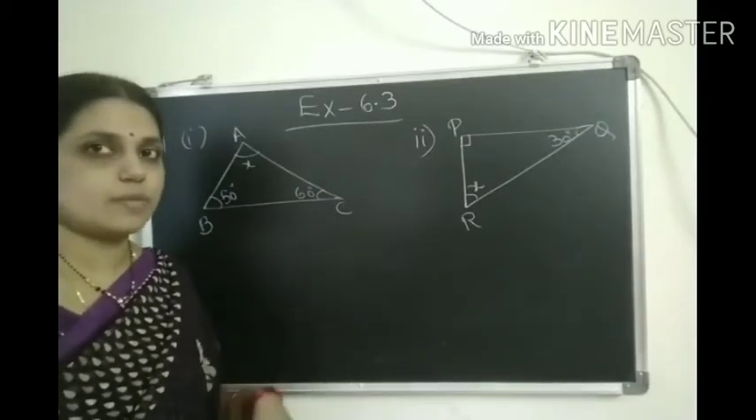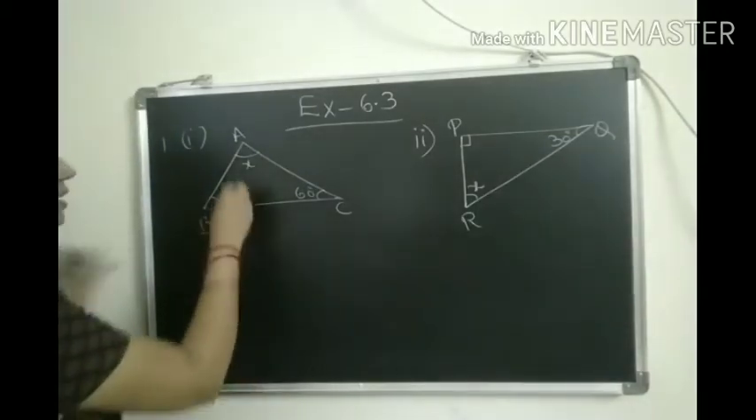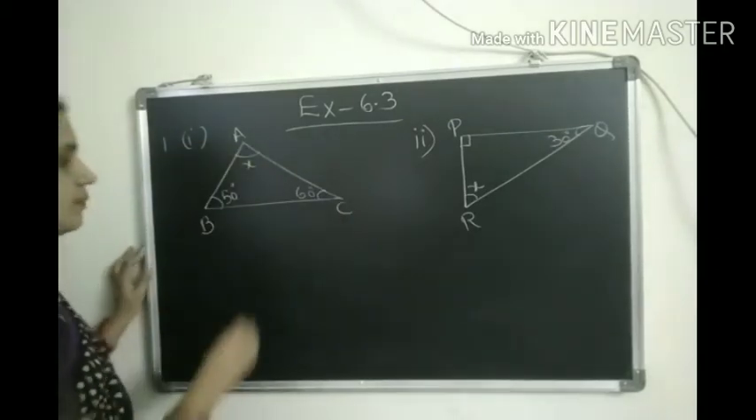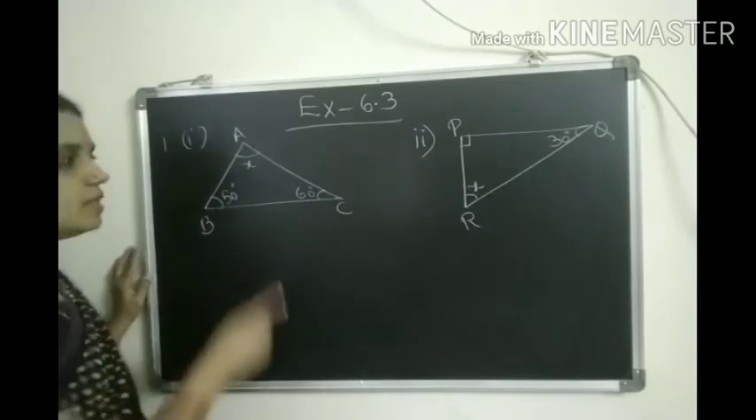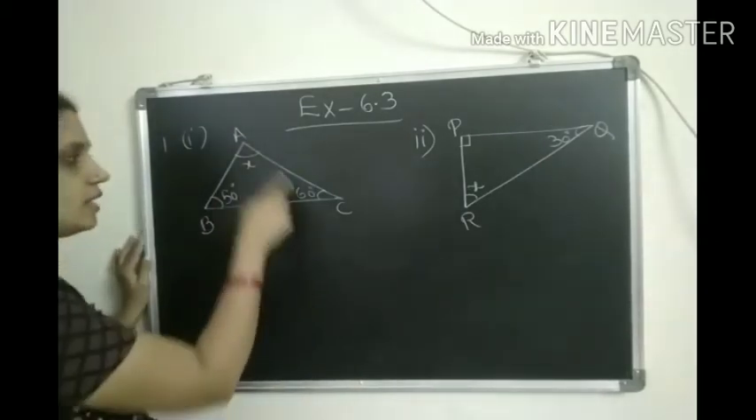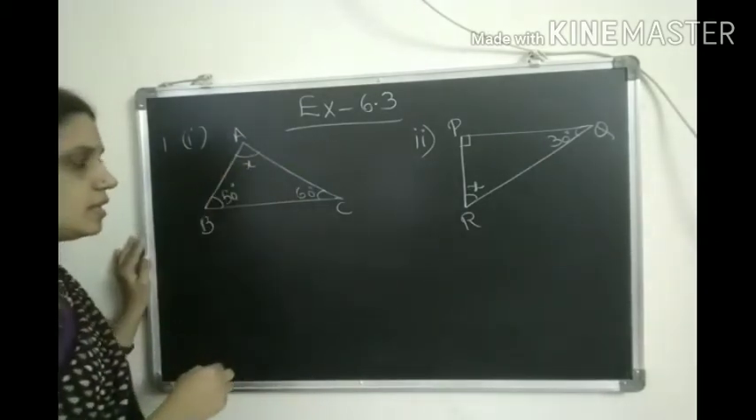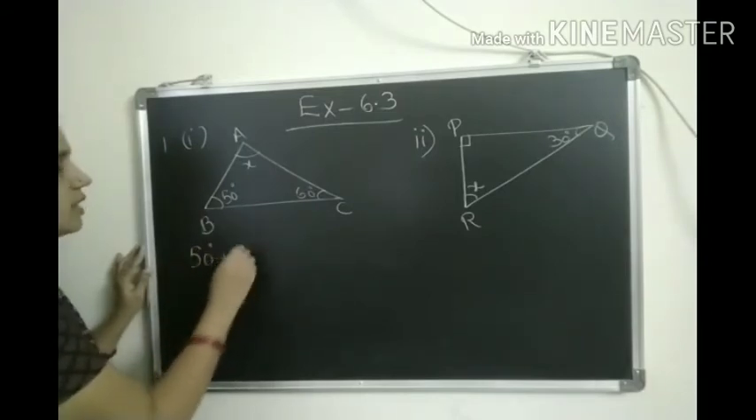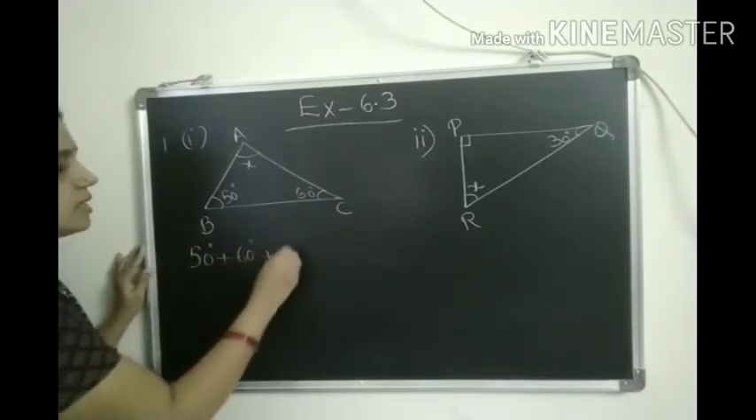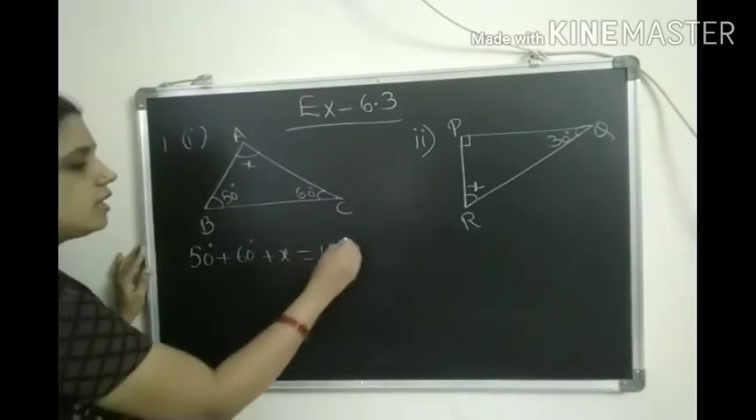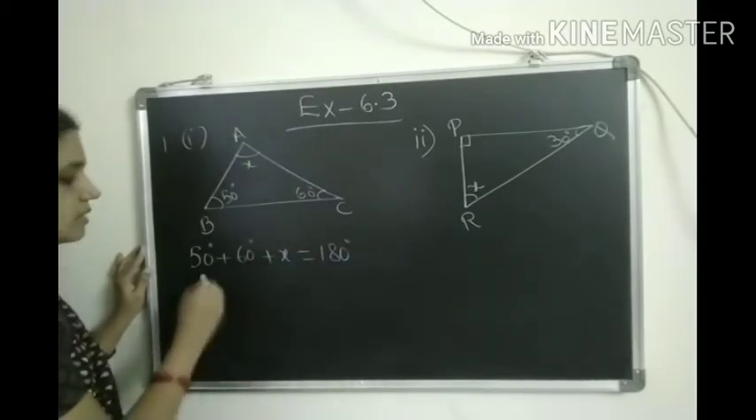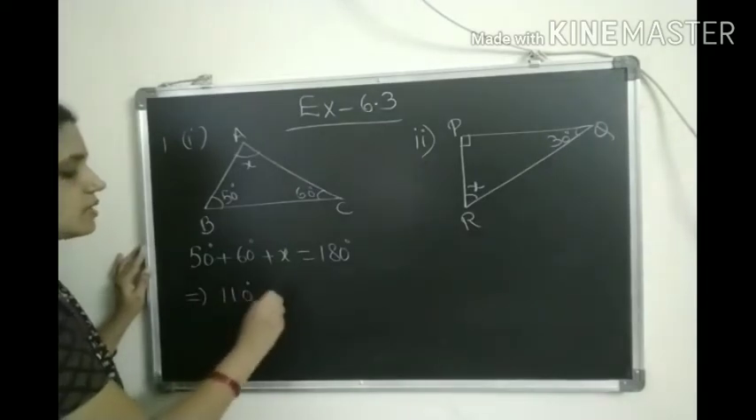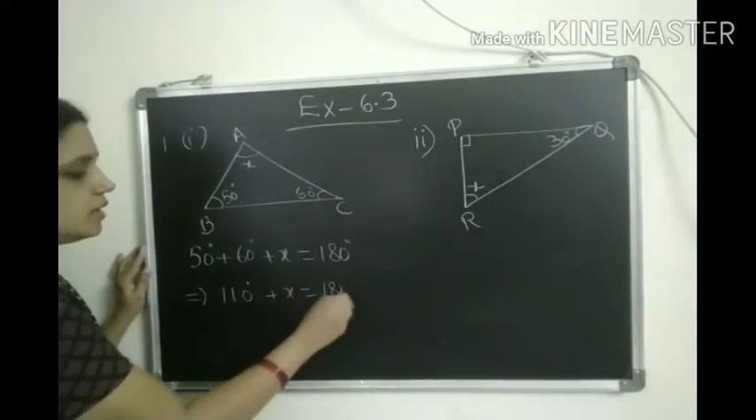This is exercise 6.3. So here the first question is, one figure is given, you have to find the value of x. Okay, so here already we learned the angle sum property, that is the sum of three angles in a triangle is 180 degrees. So what can we write from that? 50 plus 60 degrees plus x equal to 180 degrees. So what will be x value? So here 110 plus x equal to 180 degrees.